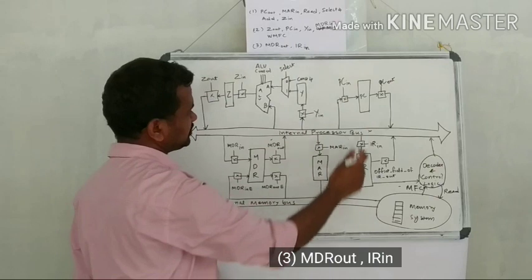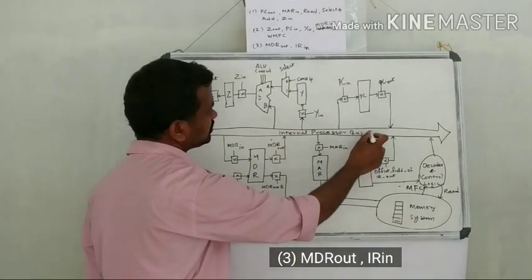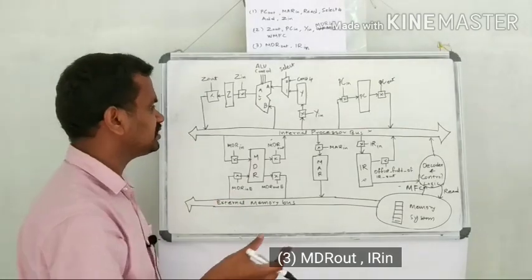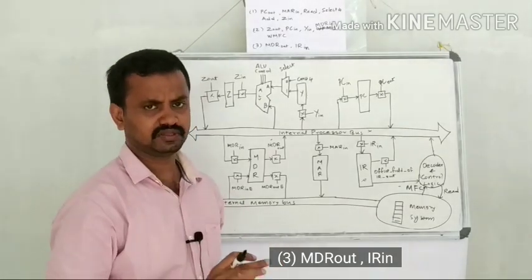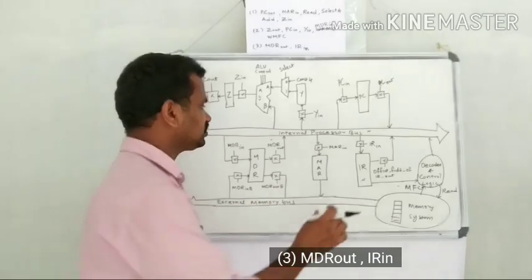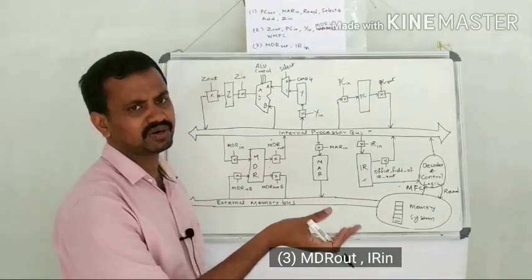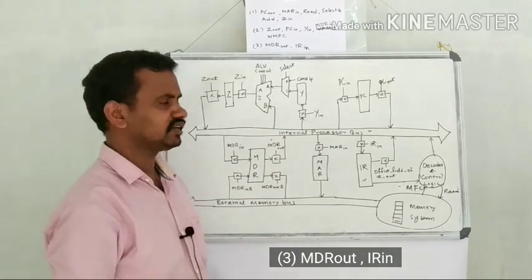Then IR in is activated. So that requested value will be now available in IR. That is, we have completed the instruction fetch phase. That is, the current instruction is now stored into instruction register. So the decoder can decode that instruction during the next clock cycles.